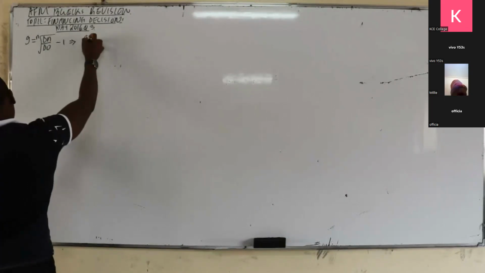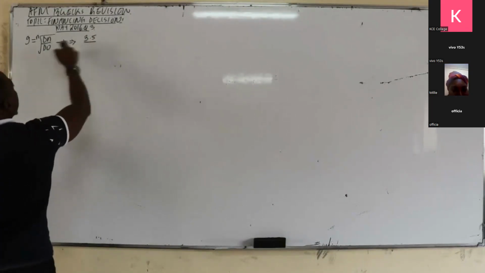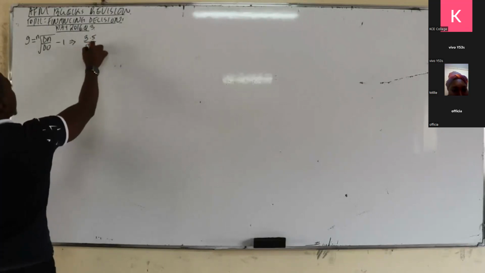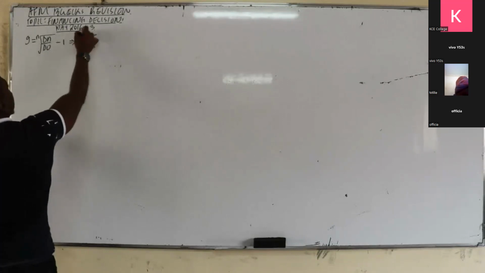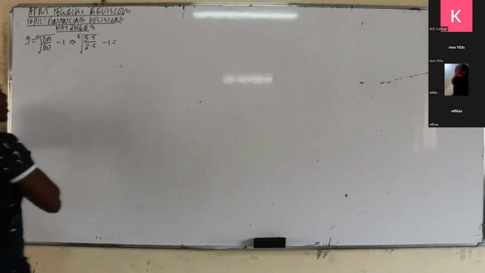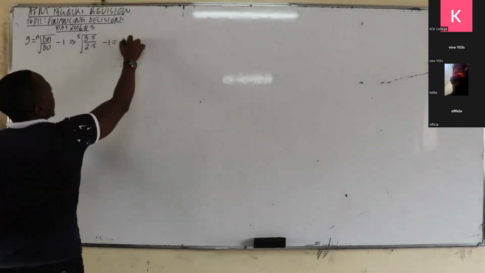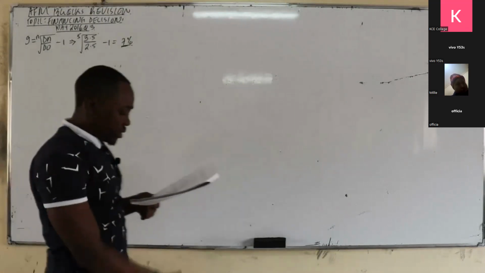Our Dn, we have 3.5 divided by D0, and our D0 was 2.5. n is 5, minus 1. So give me the growth rate. So that's equivalent to 7%, right? Yeah, so that's the growth rate of the dividend.